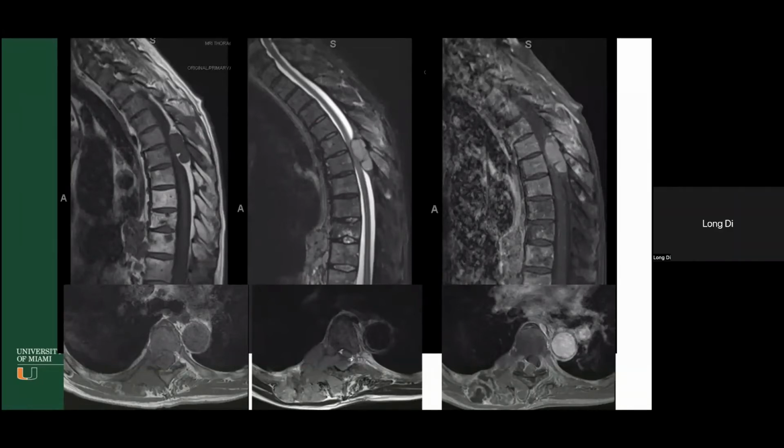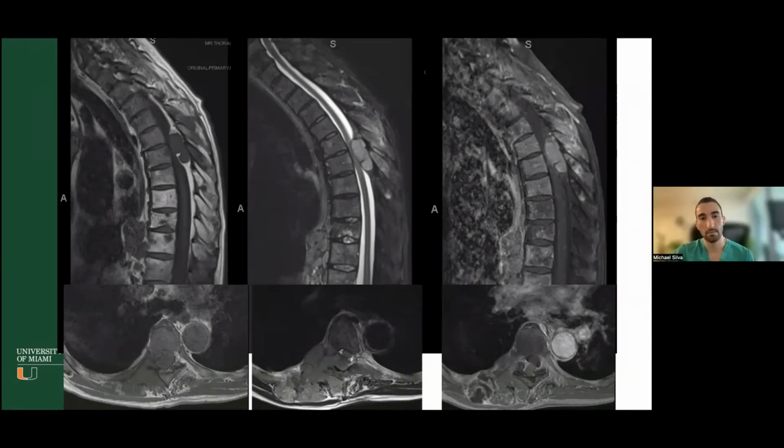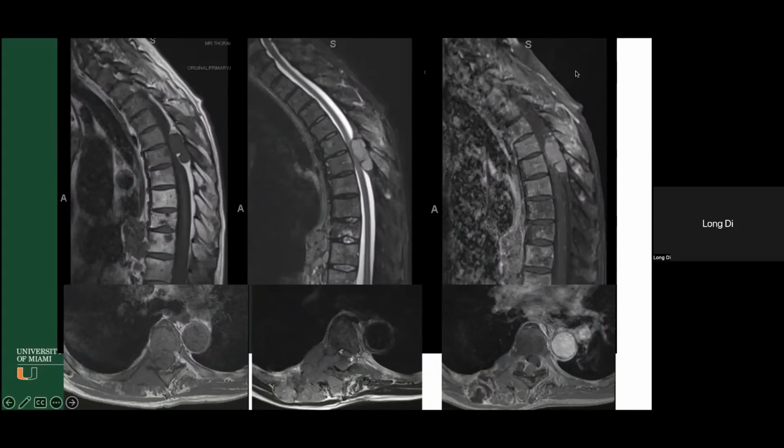Yeah, so on the left, looks like a T1. Yep. In the middle, looks like a T2, and then on the right, I think that's a T1 with contrast. Yeah, exactly. So why is this intradural? Actually, I'm not entirely sure if it's intradural. After further review, maybe it's probably an extramedullary extradural lesion. And what makes you think that?